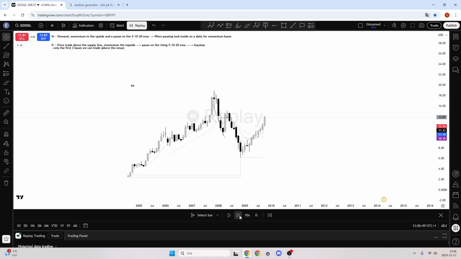Very good push to the upside, momentum or demand. So this is exactly what we want to see. So let's see a pause on the 5, 10 or 20. Pausing on the 5.